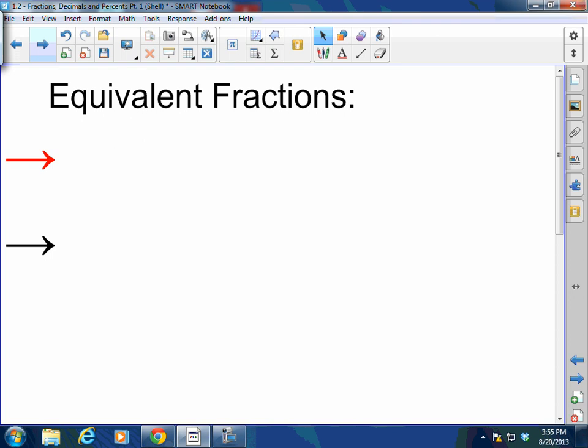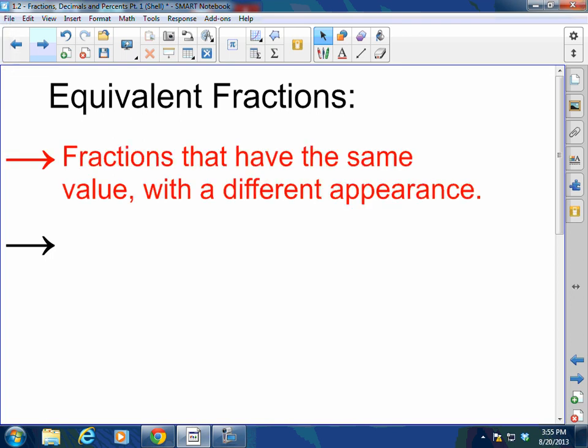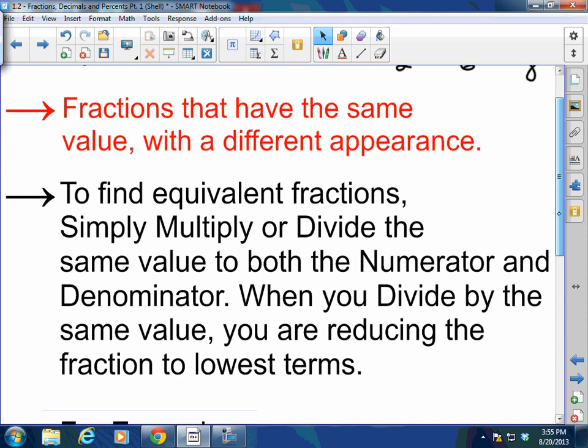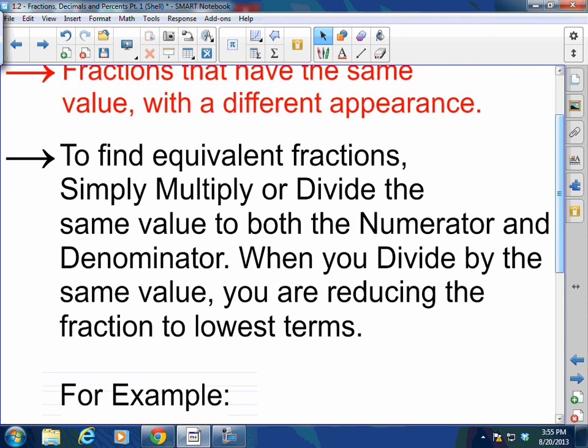Now, we just finished using the concept of equivalent fractions. Equivalent fractions are fractions that have the same value with a different appearance. 1/2 is the same thing as 3/6, which is the same thing as 4/8. How does that work? Well, to find equivalent fractions, simply multiply or divide the same value to both the numerator and denominator.